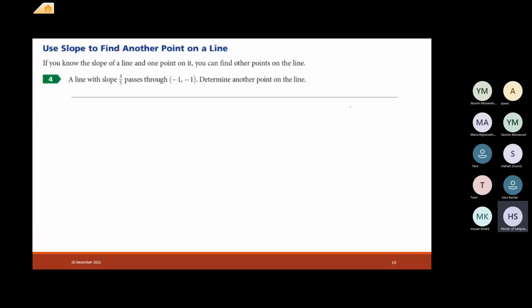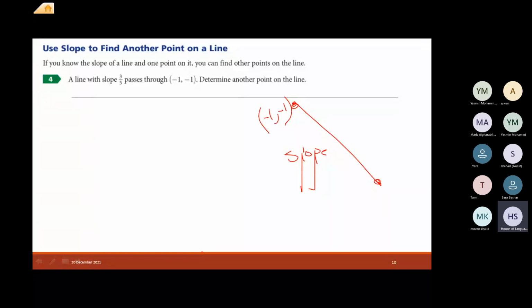Let's come back here now. Sometimes they give me points, like I told you, in order to find a slope, I need 2 points. Sometimes they give me the slope, they give me 1 point, and they ask me to find another point.